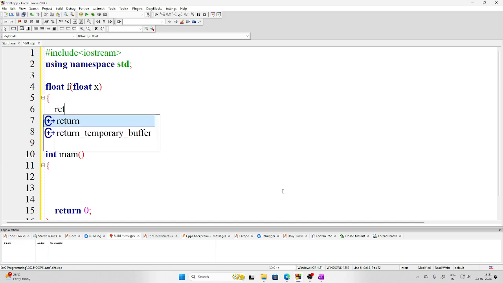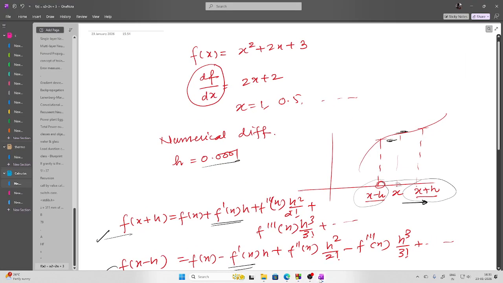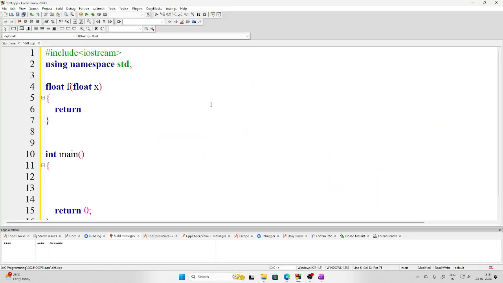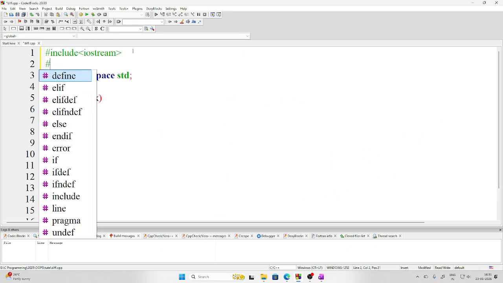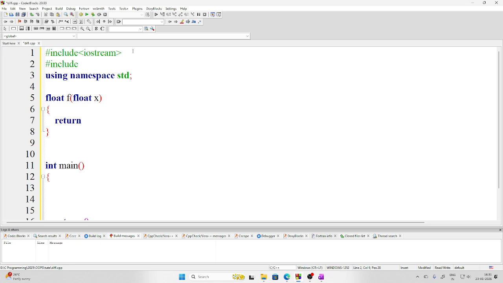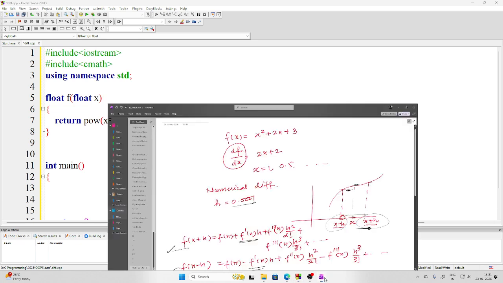Now what is the function returning? It is returning x square plus 2x plus 3. So why not take advantage of the math module? So #include cmath. In case of C++, we use cmath. So return pow of x, 2, plus 2 into x plus 3. I think this is the function.